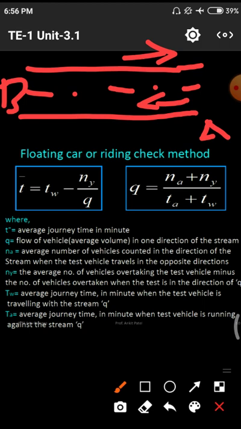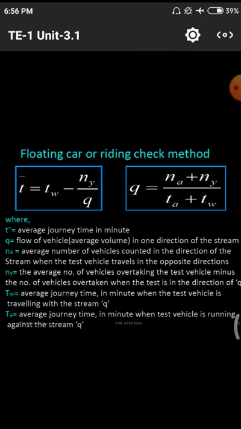And we are having TA, the time for vehicles moving against in a particular time period. Also TW, average journey time. NY is the opposite direction. This is the total terminology used to check these conditions.